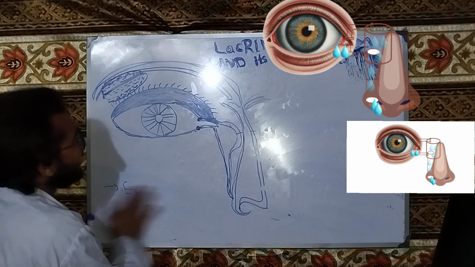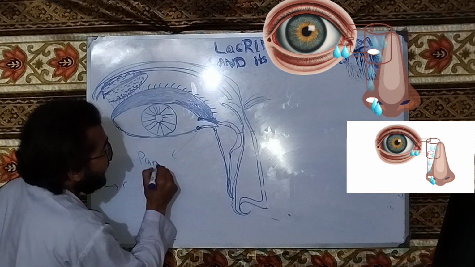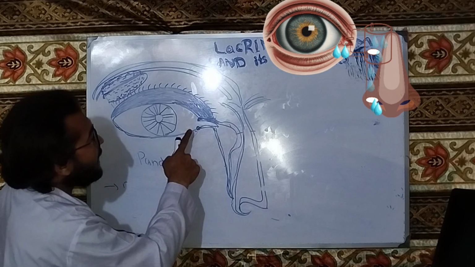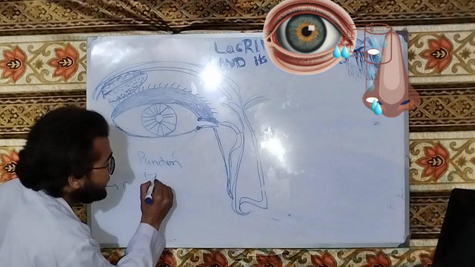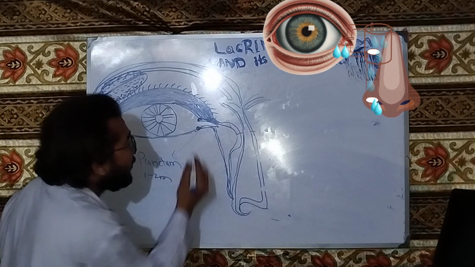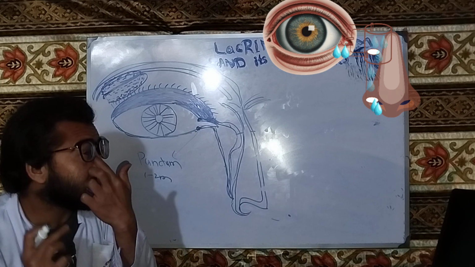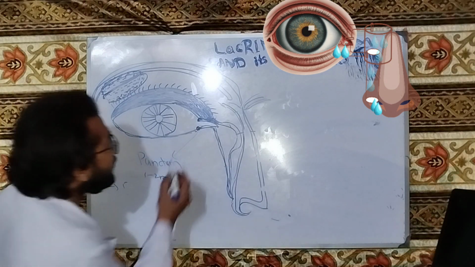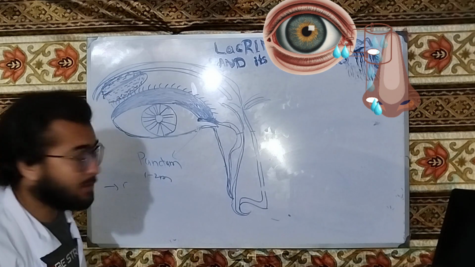The first one is the punctum. The punctum is a small rounded opening of about 1 to 2 millimeters, and it is present on a small elevation. There is a small elevation for this punctum which is called the papilla. So this opening is present over a small elevation, and this is called the papilla.